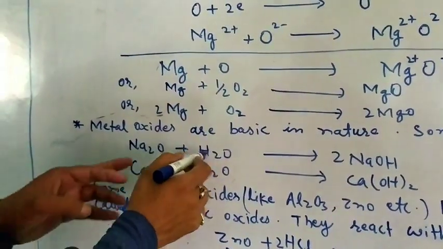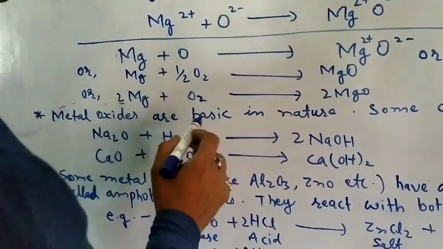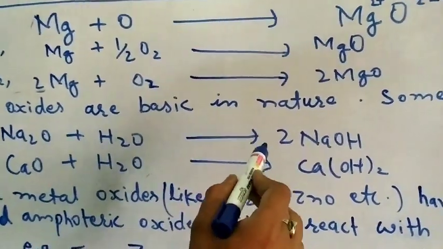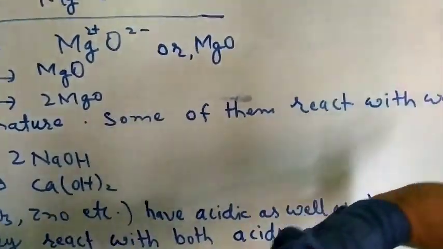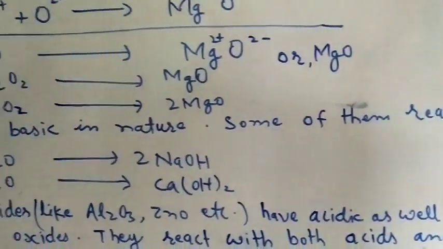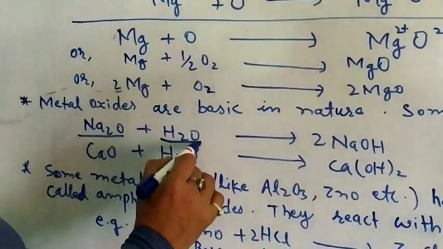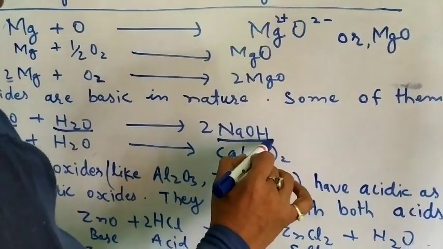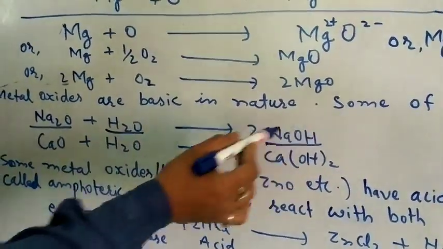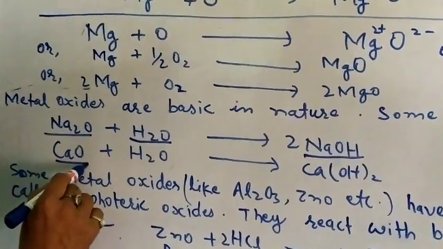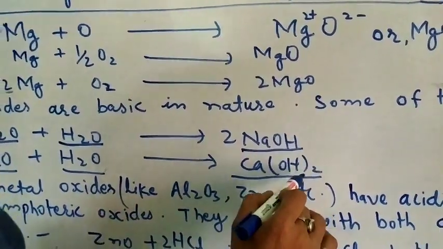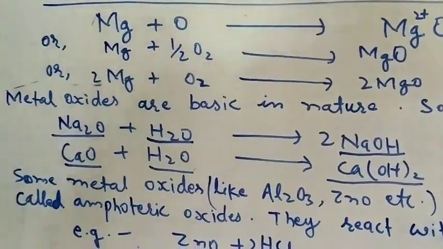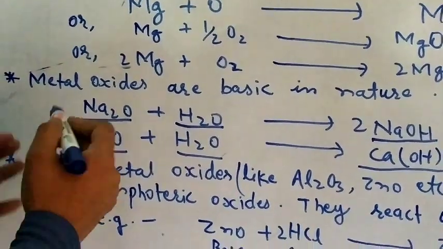Here we see metal oxides react with water. They form basic hydroxides. Some of them react with water to form alkalis, like sodium oxide reacting with water to form sodium hydroxide, which is highly alkaline in nature. On the other hand, calcium oxide reacts with water to form calcium hydroxide. It is also alkaline. Most of the metal oxides are basic.